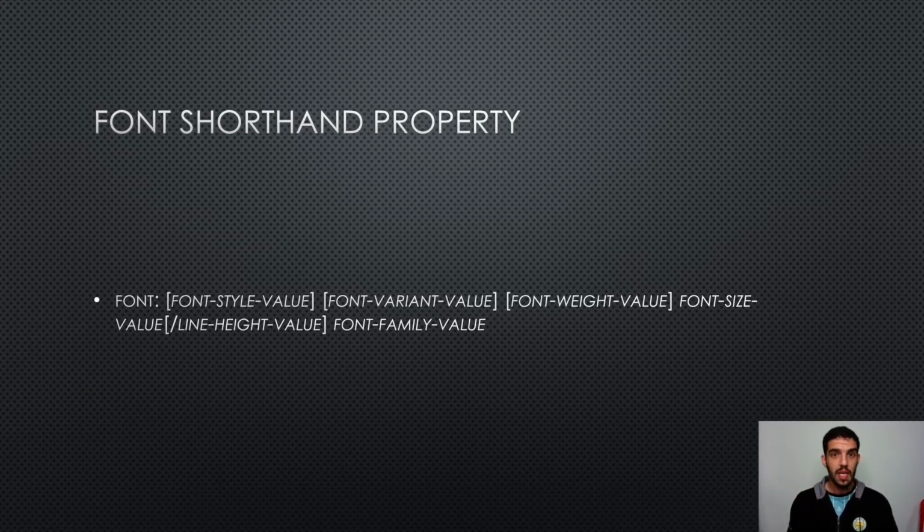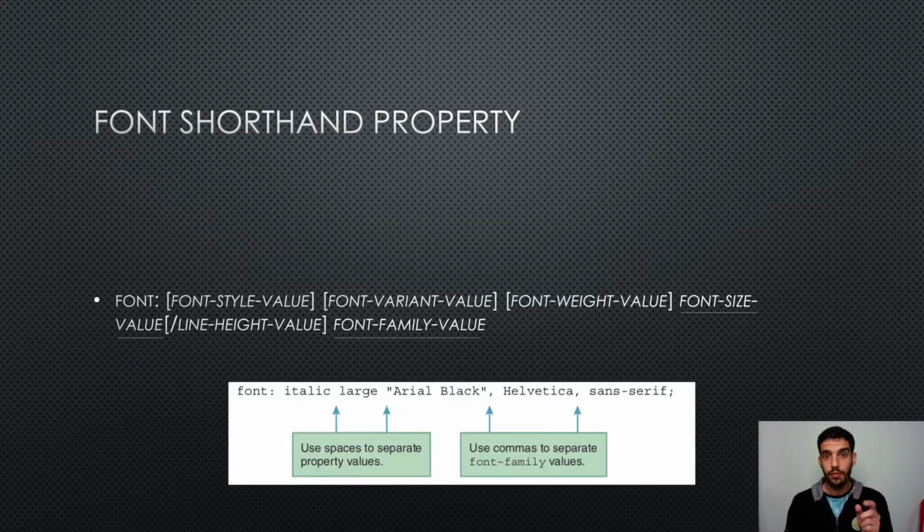However, you don't need to include all of this information. At least you need to have two of them, which are the font size value and the font family value. All right, so if you don't want to include all of them, you need to include the font size. You put it first and then follow with the font family. For example, we have font colon followed by italic, large, and then the font family.